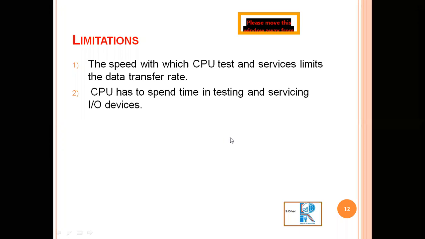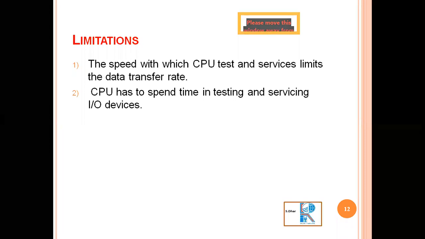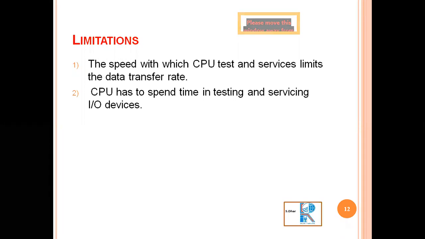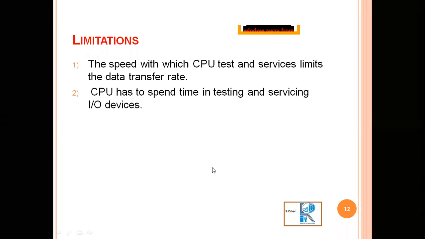The CPU has to spend time testing and servicing IO devices. Suppose there is a large number of IO devices in the system, the CPU has to check the status of each of the devices, which is a time-consuming job. So this type of programmed IO is a slow process. These are the limitations of programmed IO. Next day we will learn about interrupt IO, which is faster than programmed IO. Okay, so that's all for today. Thank you.